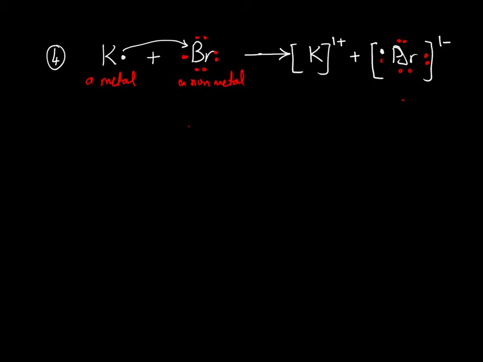What do we call this compound? Potassium. We don't change the name of the metal, as I told you. So it's potassium. But for the non-metal, we should change the "ine" with "ide" in the suffix of the name. So we'll call it potassium bromide.